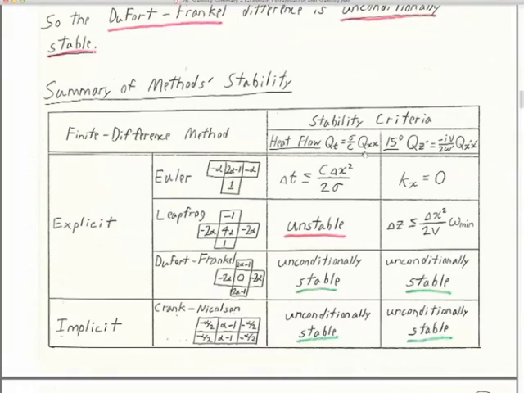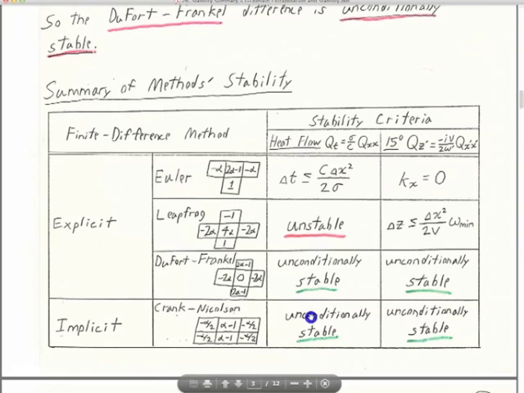Okay, so here's the finite difference method. We've got one implicit method, the Crank-Nicholson. We've got three explicit methods: the Euler, the leapfrog, and the Dufort-Frankel. And here's the stability criteria for both.